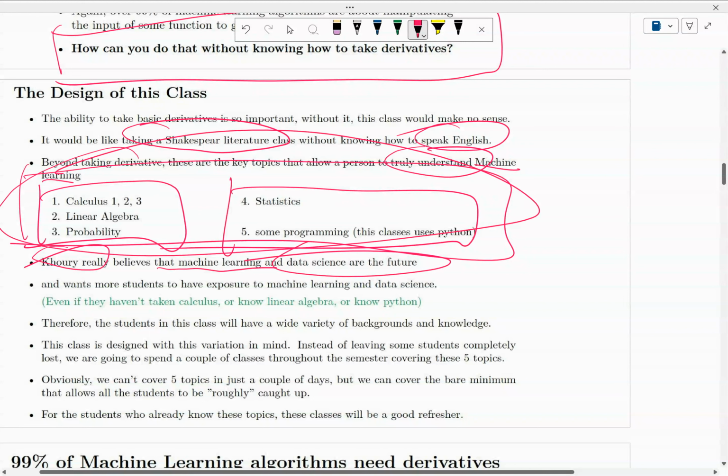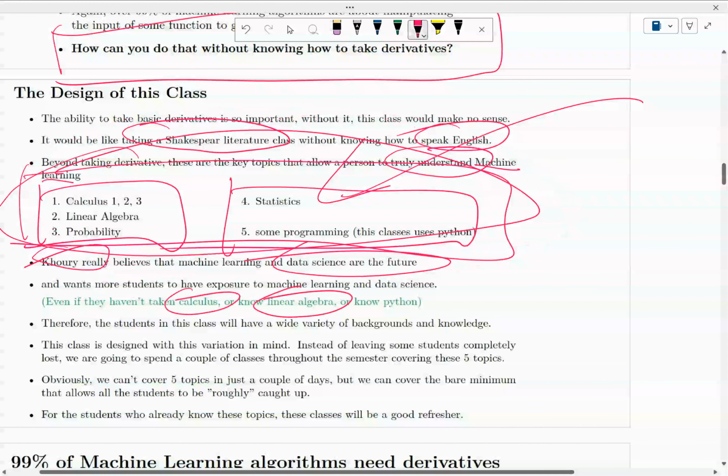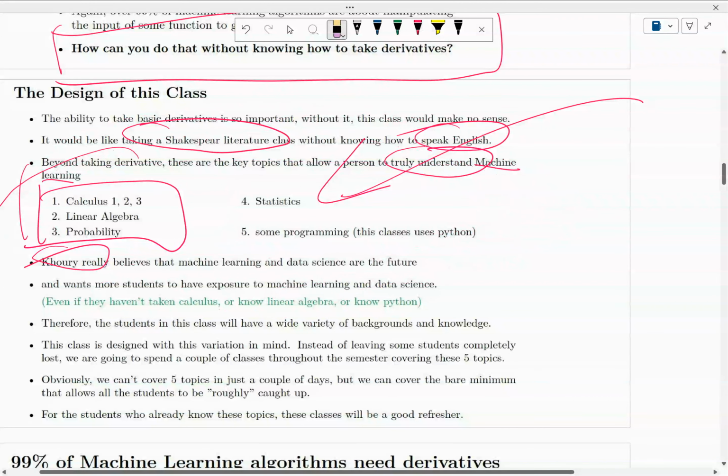Therefore, we need some kind of class to essentially give the student exposure somehow without requiring all these. Even if they don't know calculus, linear algebra, Python. Ideally, you do know it. However, if you don't know it, this class was particularly designed with that in mind. We are all going to know different things. So this class is designed with this in mind, and therefore we're going to try to cover these materials.